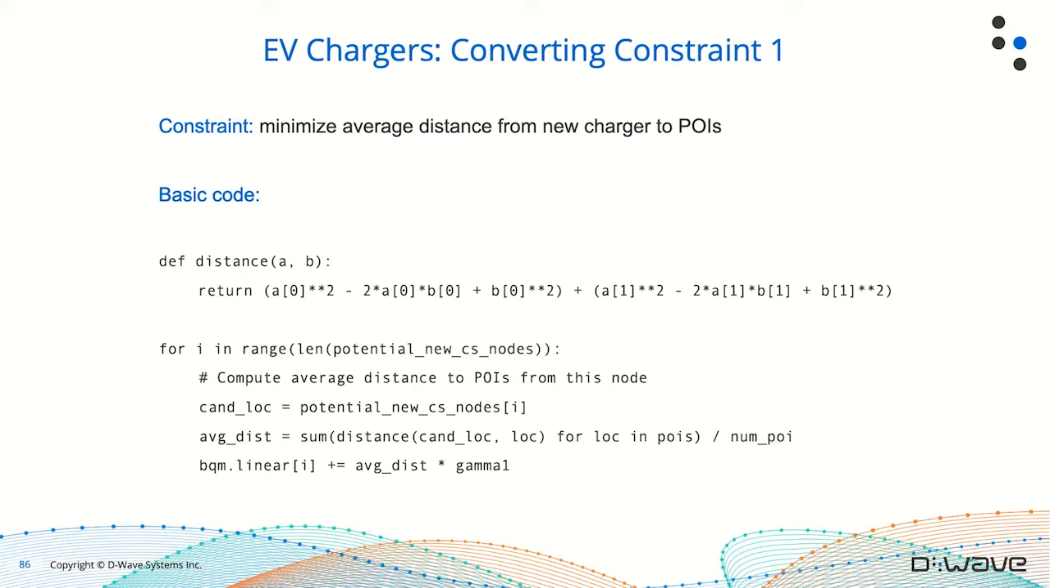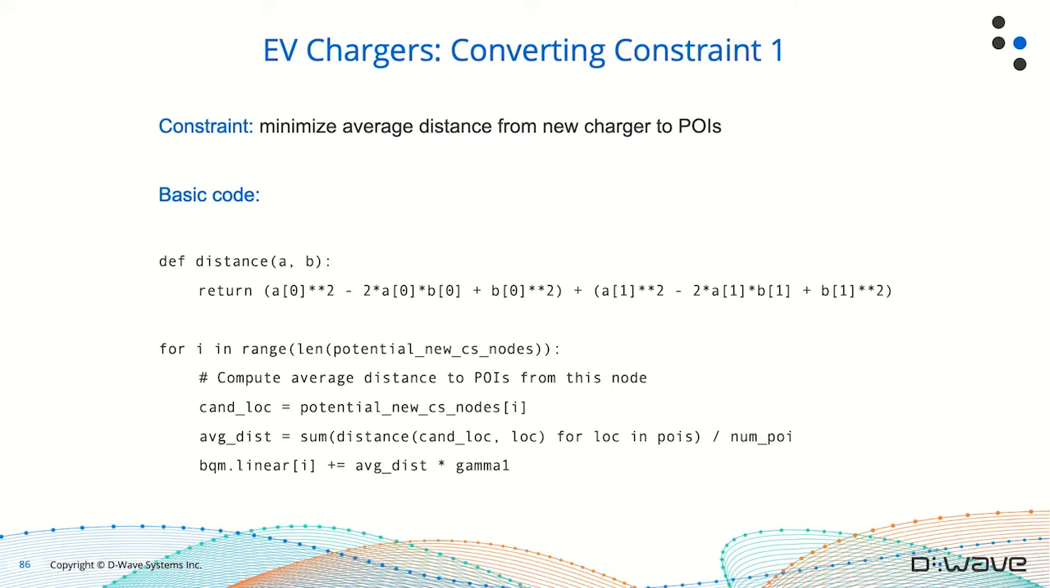Here the points are A and B, where the first entry is the x coordinate and the second entry is the y coordinate. Then to build up our objective here, this constraint, we're going to use a for loop where we're looking at each potential new location. We're going to compute the average distance from that location to all of the points of interest. And we're going to bump up that linear coefficient by that average distance times some Lagrange parameter.